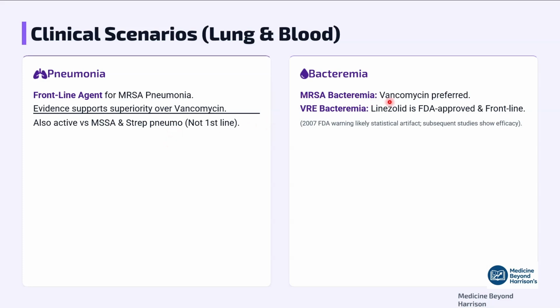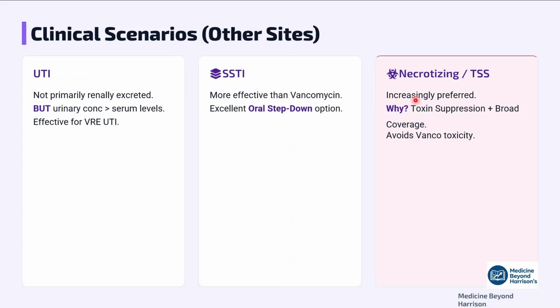For MRSA bacteremia, vancomycin is good because vancomycin is a cell wall inhibitor and can be bactericidal, whereas linezolid is not a cell wall inhibitor. For vancomycin-resistant enterococcus bacteremia, linezolid is the first-line drug, and vancomycin is not the first-line drug for VRE. Despite an FDA warning, likely a statistical aggregate, subsequent studies show efficacy against vancomycin-resistant bacteremia also. Linezolid is FDA approved for VRE bacteremia and not for MRSA bacteremia; still, vancomycin is preferred.